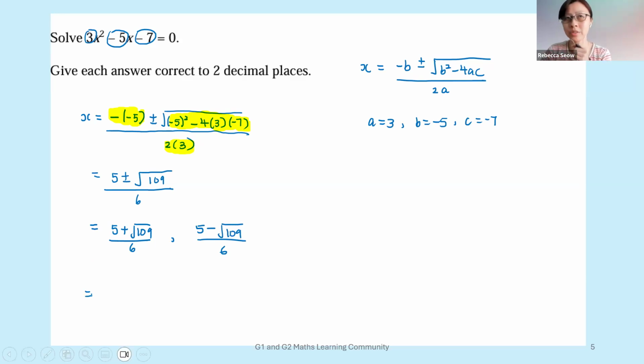Let's work out both solutions. My first solution, 2.573384418. To 2 decimal places, 2.57. And for the second solution, I ended up with a -0.9067177515. 2 decimal places, -0.91. So these are my solutions.